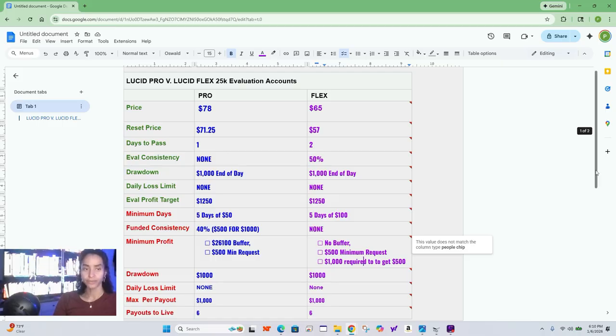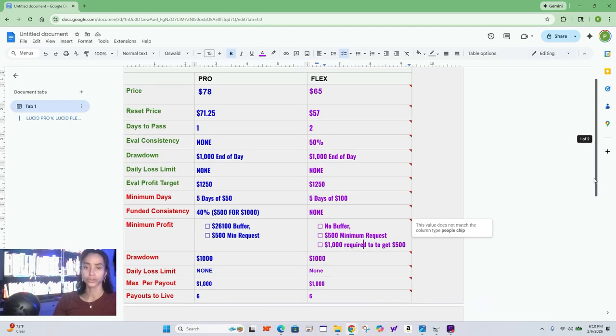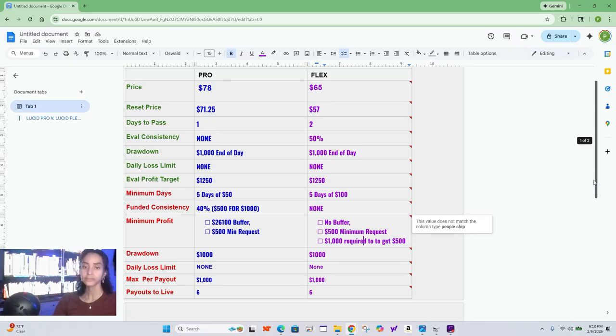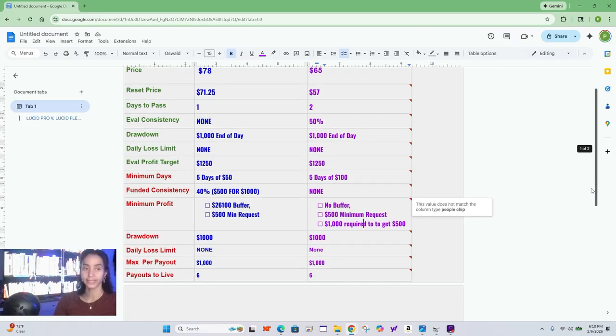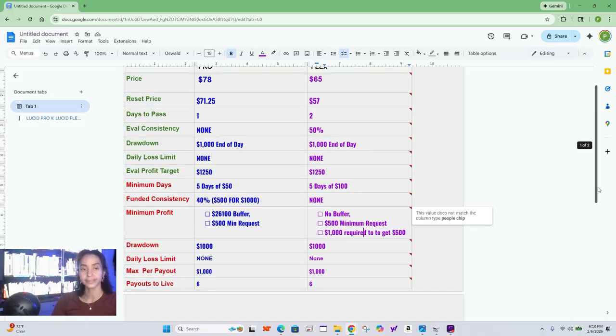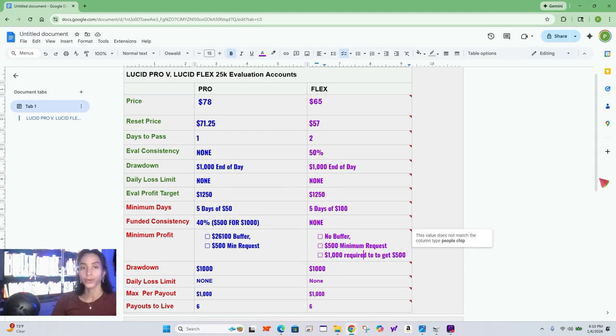So they both have the $1,000 drawdown, no soft breach for a daily loss limit, and both of them have $1,000 max payouts, and both of them will let you collect 6 payouts. So based on the details of the accounts, I chose to go with the Flex account.